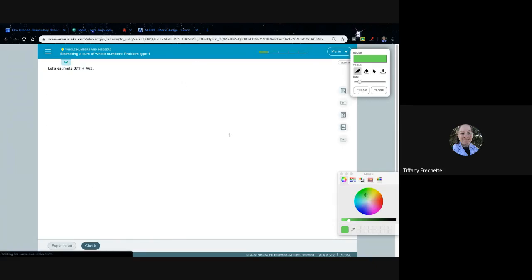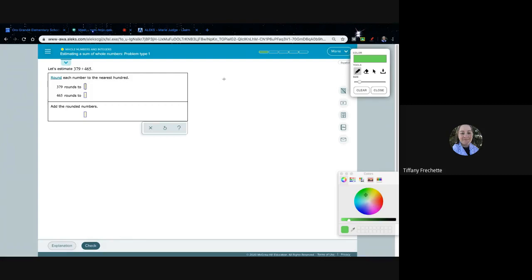Next. Okay, so now we're going to do 379. And again, we're rounding, but now we're rounding to the nearest hundreds place. So the hundreds place. Now we need to decide, 300 or 400? So we look at the 7. If it's 4 or smaller, we round down. If it's 5 or bigger, we round up. So 7 is 5 or bigger, so we're going to go up to 400. So this is going to be a 400.